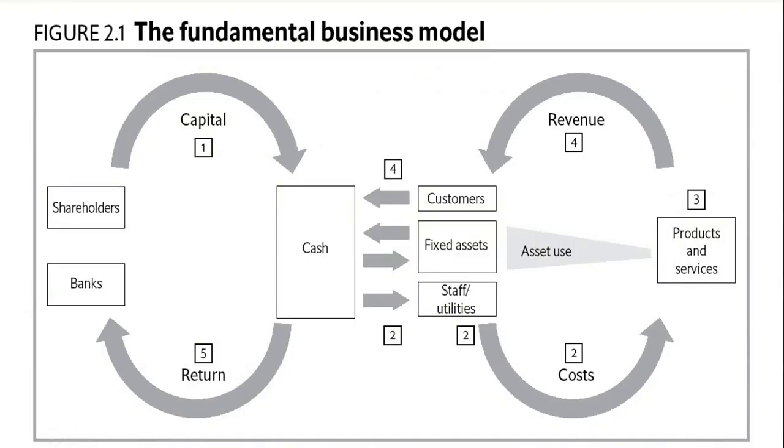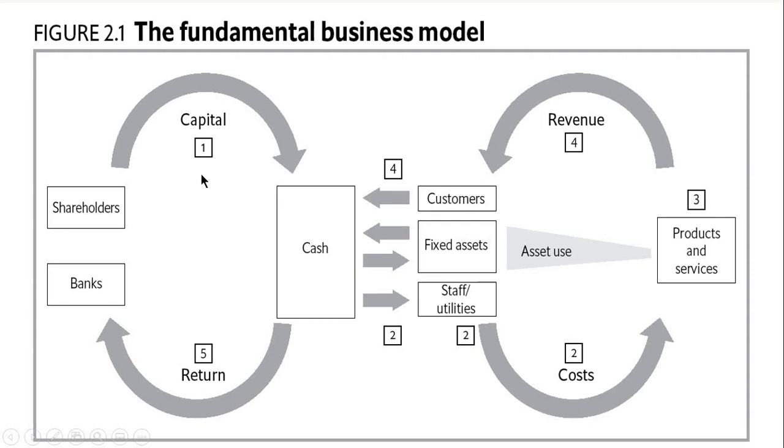So we have here figure 2.1, the fundamental business model. As you can see, we have arrows here. Basically, this is a flow of resources from the shareholders or from the owners, down to how that cash will be utilized to generate revenue. And that revenue will be considered as a return, a return after deducting the necessary costs and expenses.